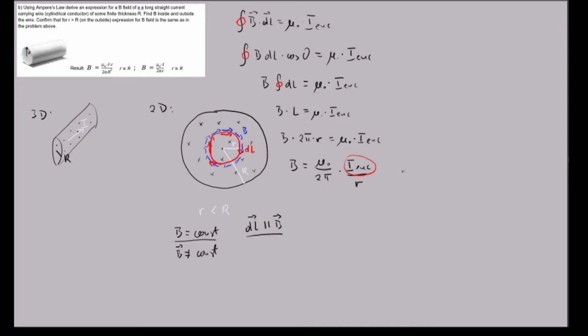Let me put this here on the side. What I need from here, let's go up, is I enclosed. And I enclosed is not equal to the total current I, right, because only some part of the total current flows through this red loop. So let's figure this piece out.